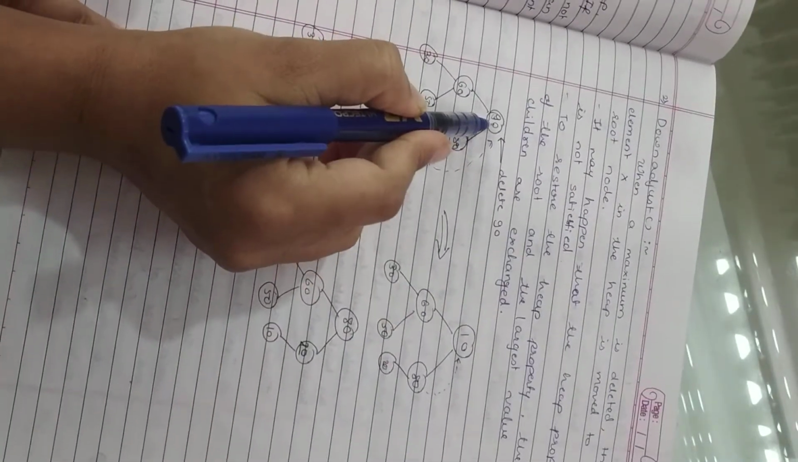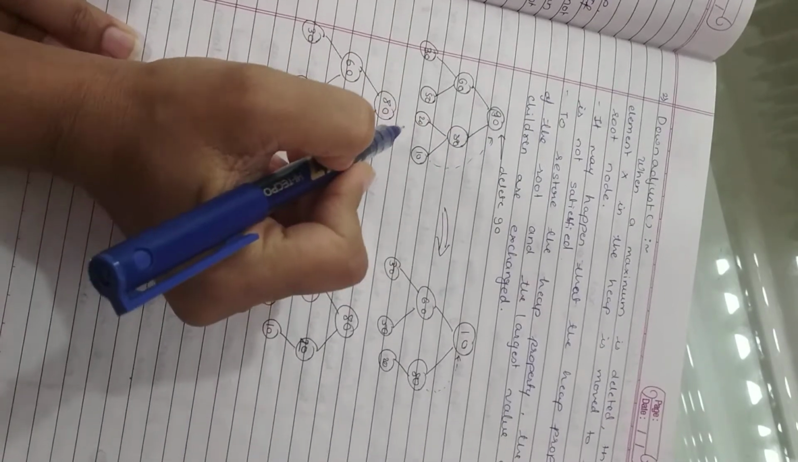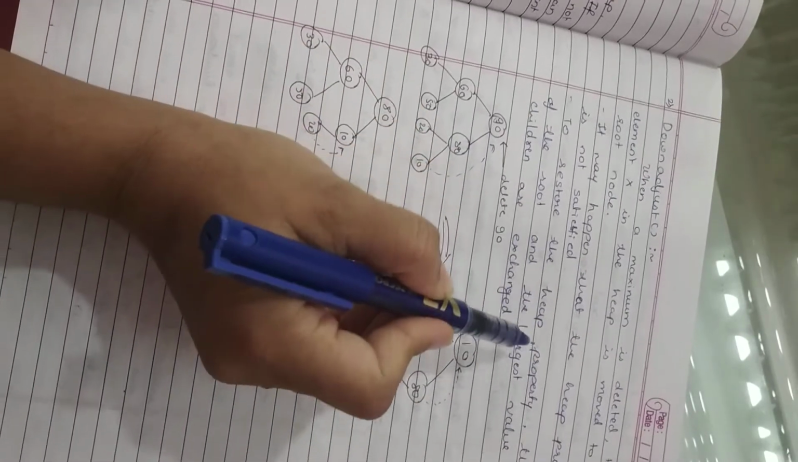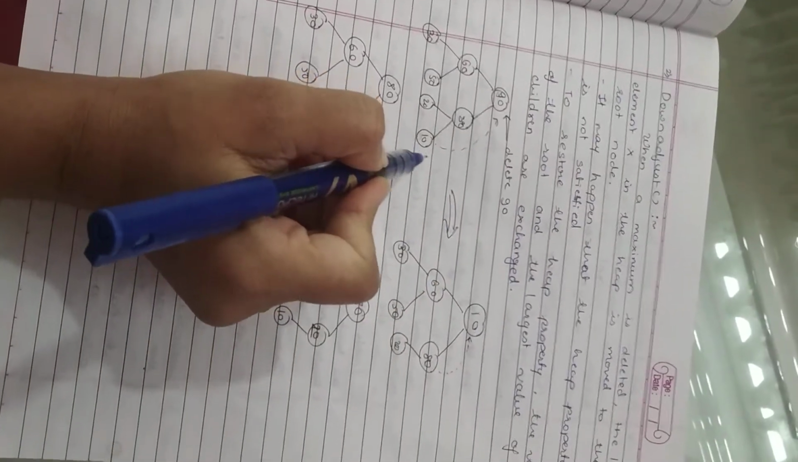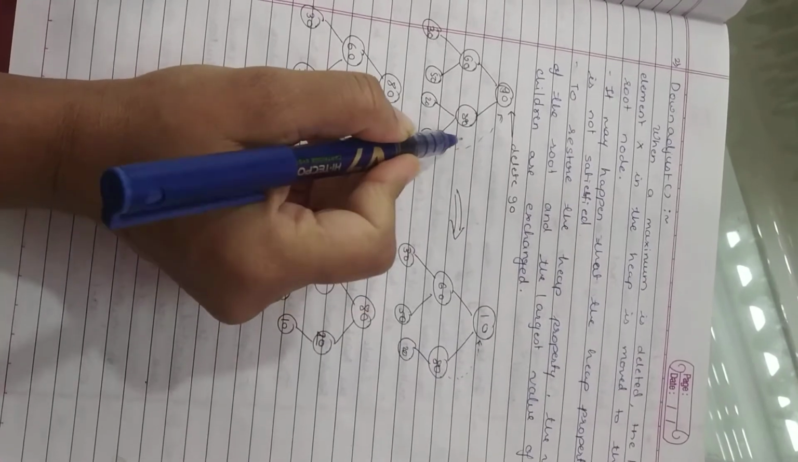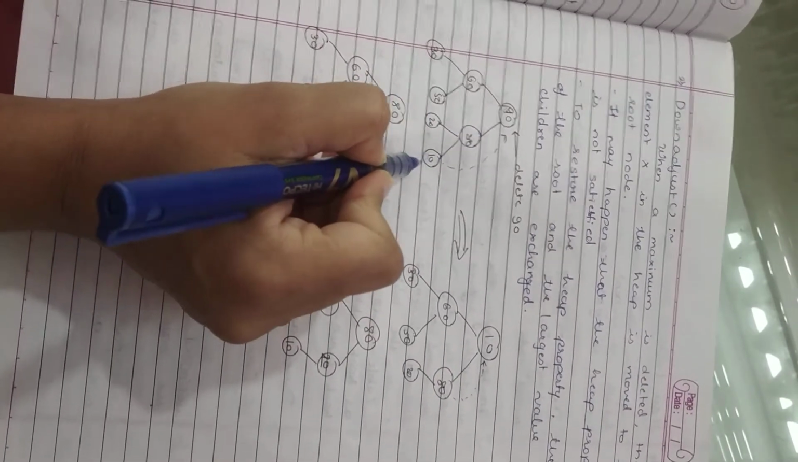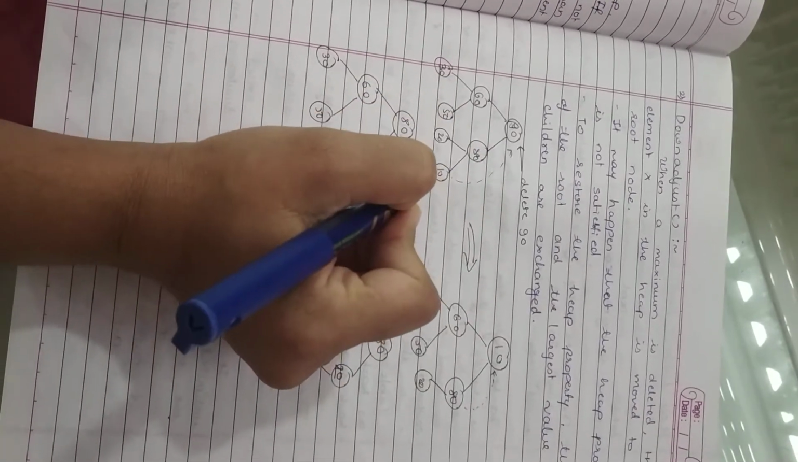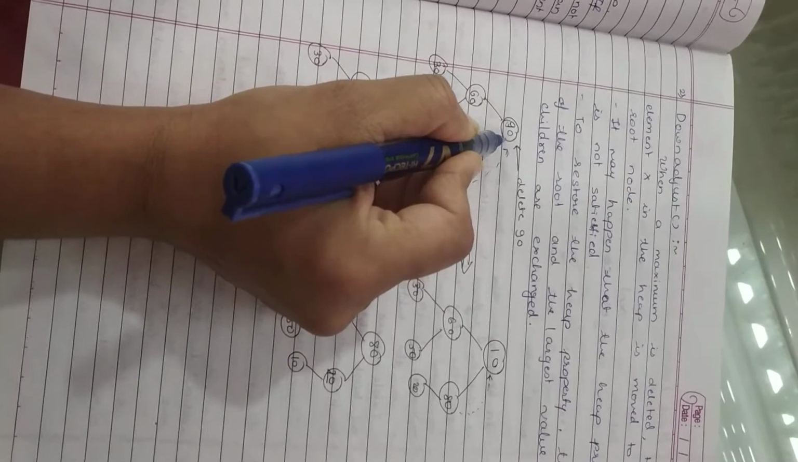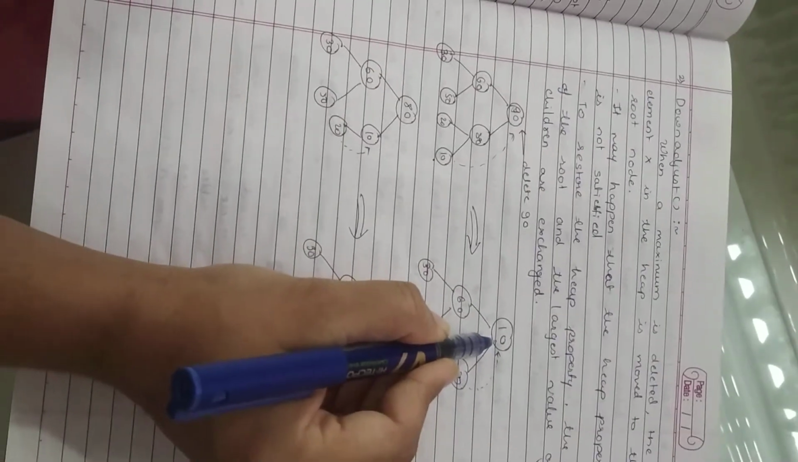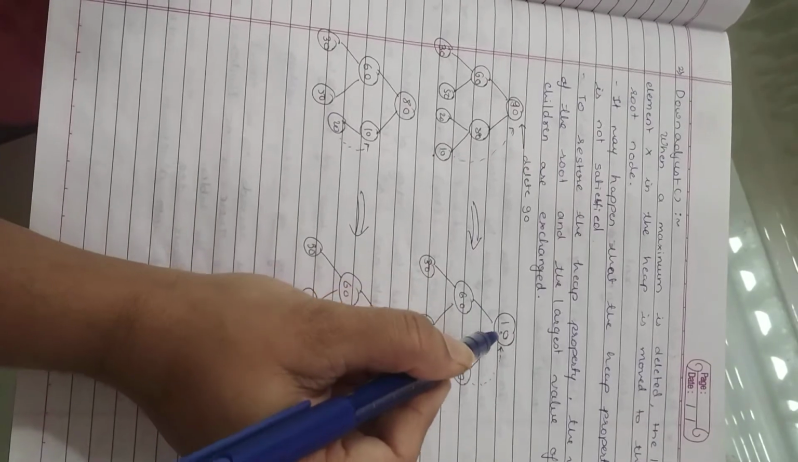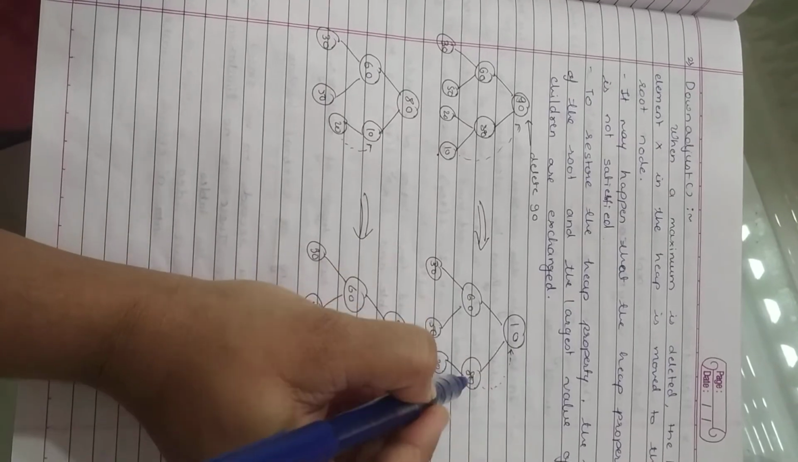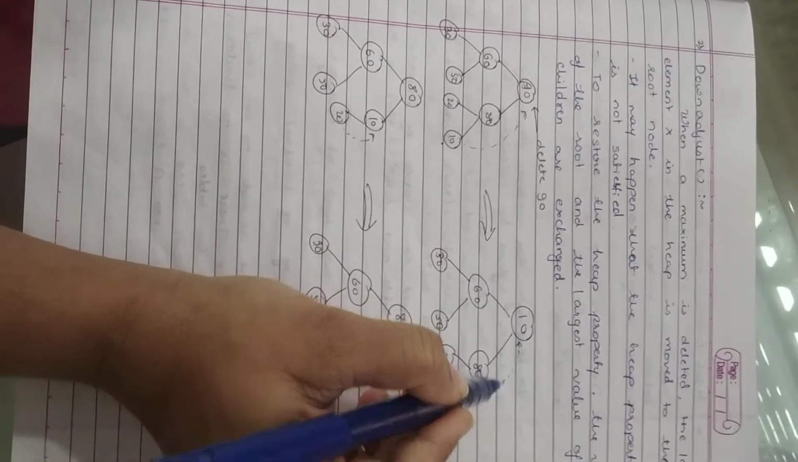Now here 90 should be deleted, but which element should replace it? The condition is that the root should be replaced by the last element, that is 10. 10 is the last element. That last element replaces 90. Here 10 now becomes the root. But what is the property of the heap data structure? The root should be greater than the child. But this property is not satisfied here.